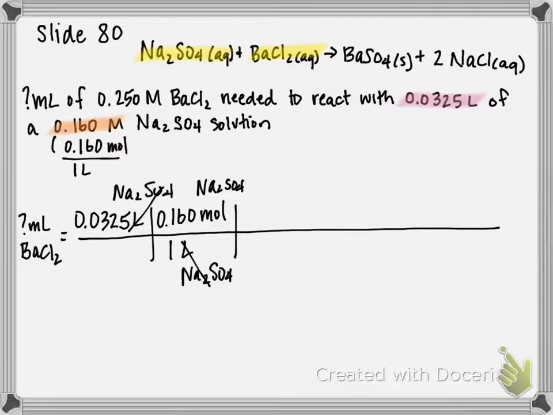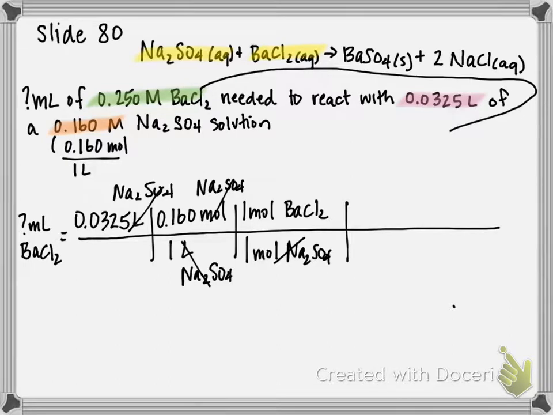So the thing that we're trying to cancel goes on the bottom. 1 mole of sodium sulfate reacts with 1 mole of barium chloride. That cancels out moles of sodium sulfate. Now I'm in moles of barium chloride. Last thing that I'm going to need before I do a unit conversion is to look at my molarity of barium chloride.